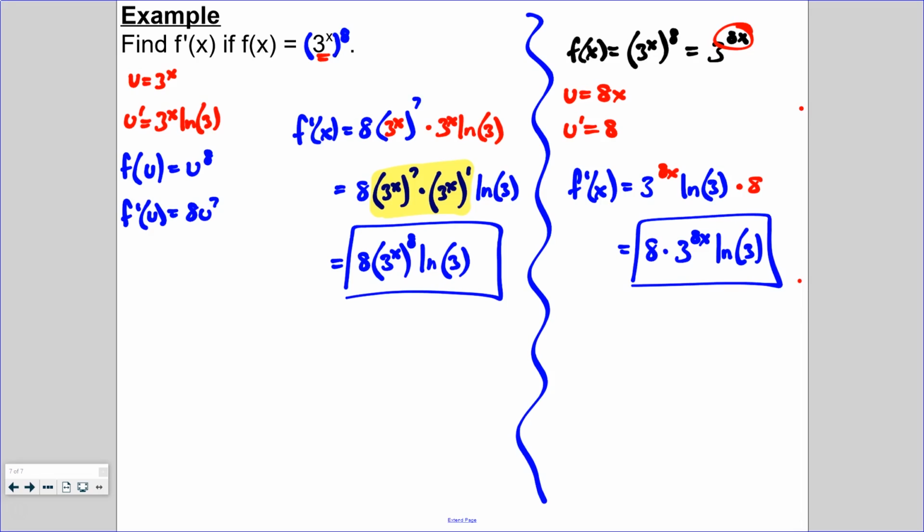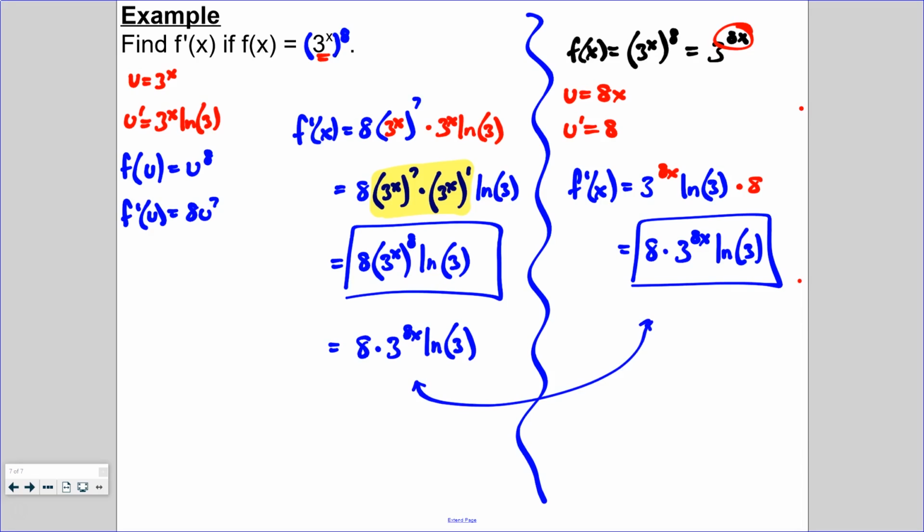And you might be asking yourselves, well, those are two different solutions. They look different, but they really aren't. Because if we go back to our first solution, we could simplify this one more step further and make this 3 raised to the 8x power times the natural log of 3 to show that we have the same answer no matter which method we use.